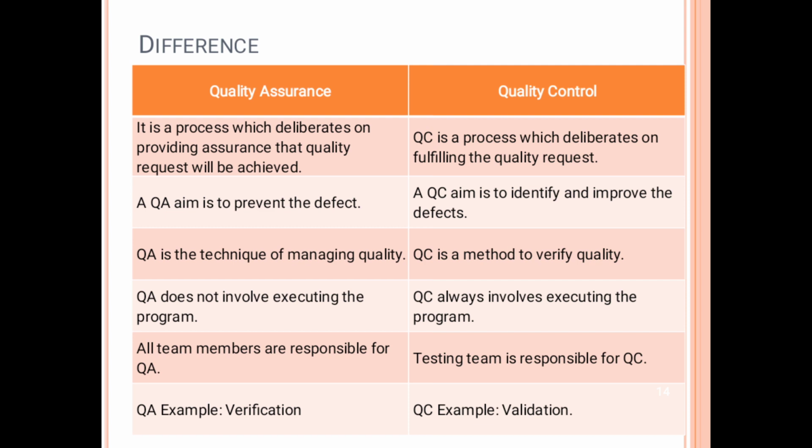QA is the technique of managing the quality. QC is a method to verify quality. QA does not involve executing the program. QC always involves executing the program. All team members are responsible for the QA. Testing team is responsible for QC. QA example: verification. QC example: validation.